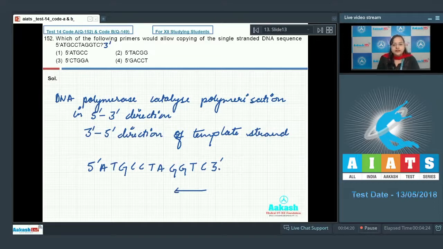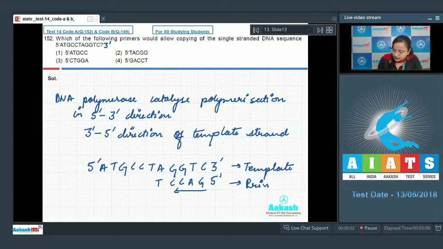If the 3' end of the template strand is here, then the primers are complementary to the template strand. Then the 5' end of the primer will come here, and the sequence of the primer will be complementary to the template strand, that is G, A, C, C, T. So this is our template strand, and this is the sequence of our primer. So the correct answer for this question is option 4. So let's proceed to our next question.